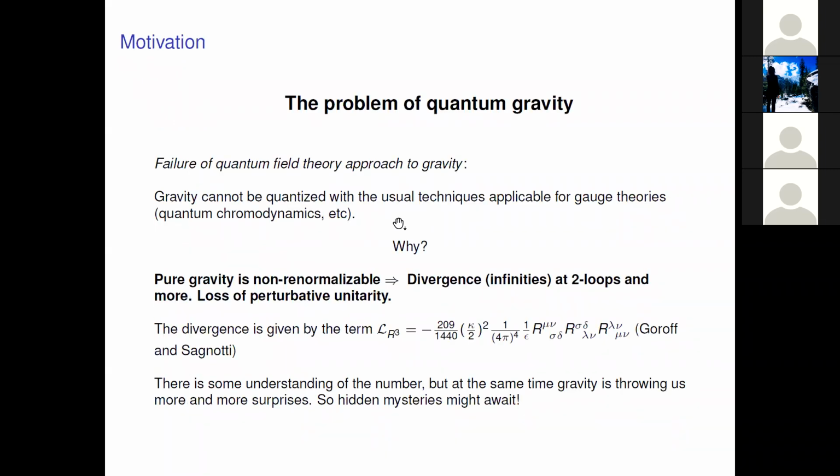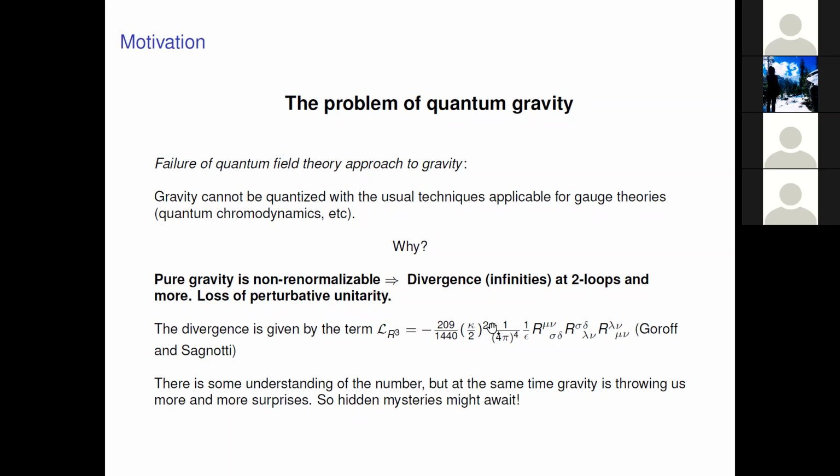Okay, the main motivation of this work is the problem of quantum gravity. So we know that the quantum field theory approach to gravity fails because pure gravity is non-renormalizable. The divergences come up first at two loops, and this leads to loss of perturbative unitarity.